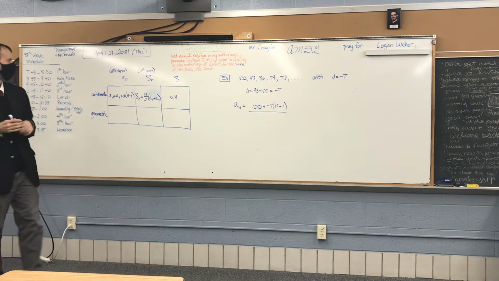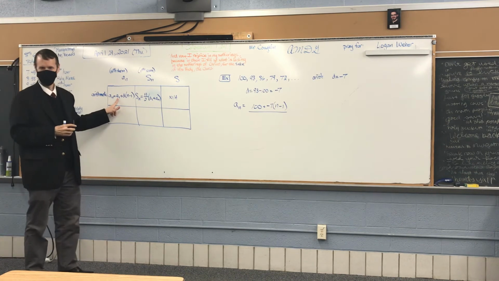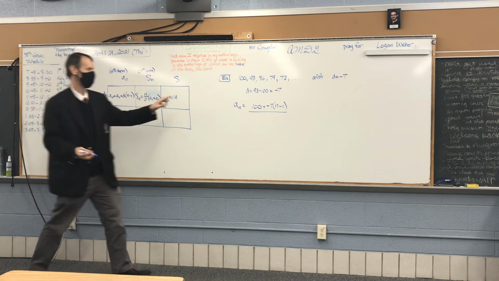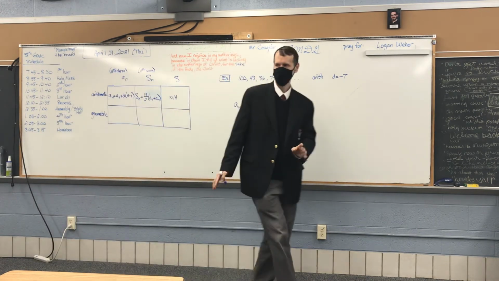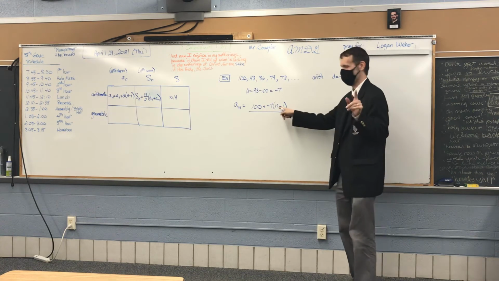That's the general formula for finding the nth term in this sequence. You see what I did? I had an A1, so I could just plug it in. I had a D, so I could just plug it in. I do not have an n, because they didn't tell me what term I'm looking for. So just leave n alone. Just leave it in the formula.